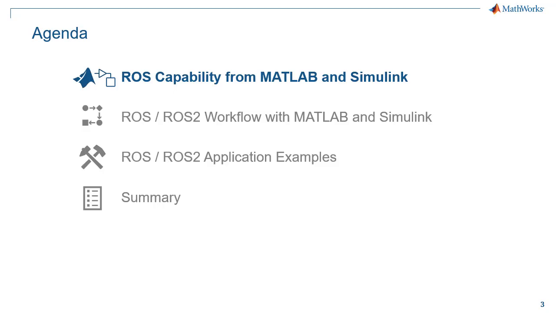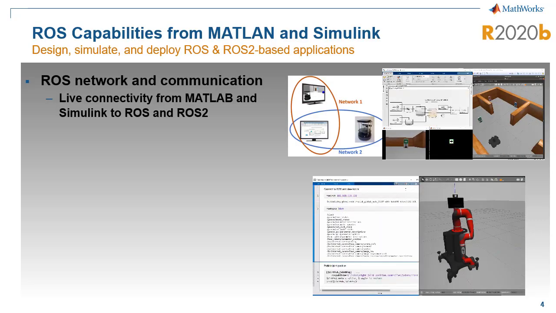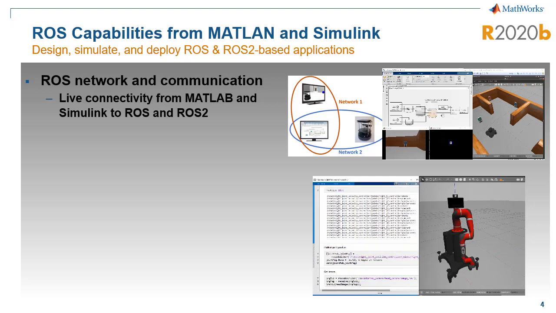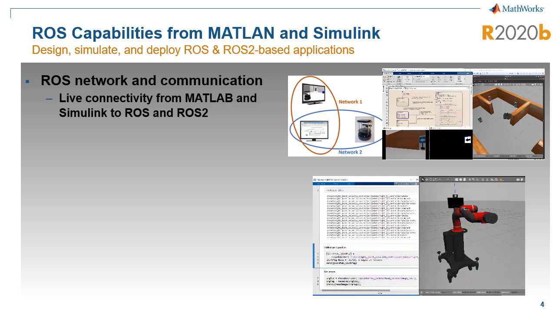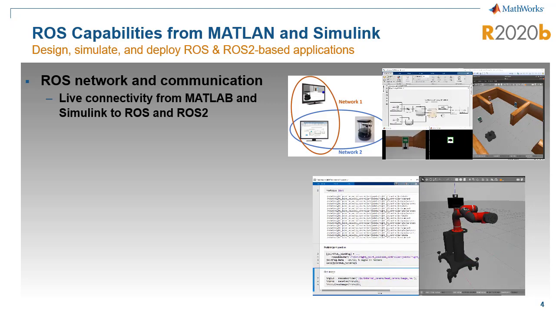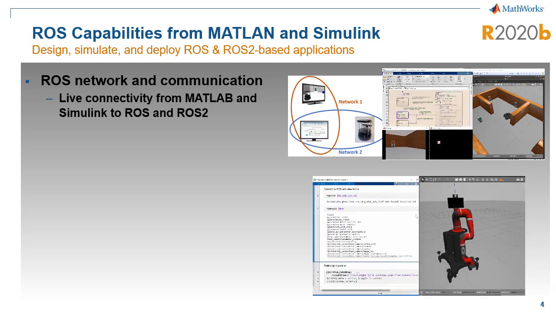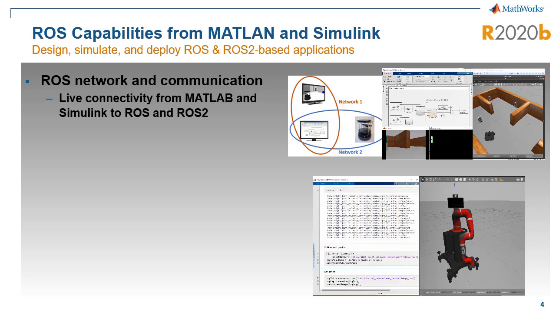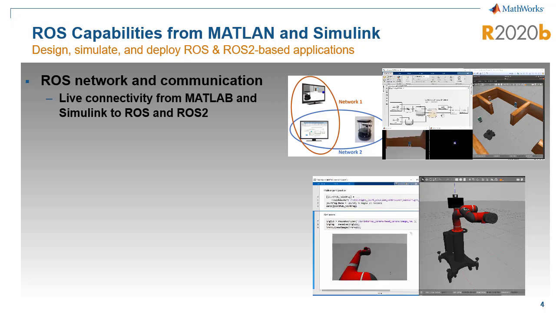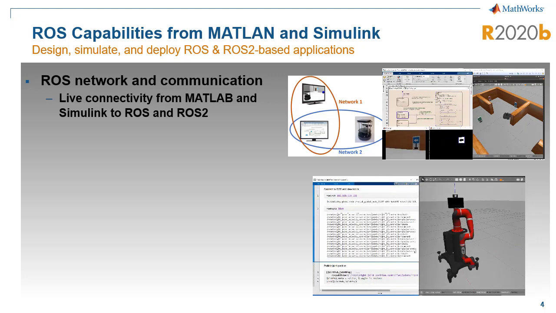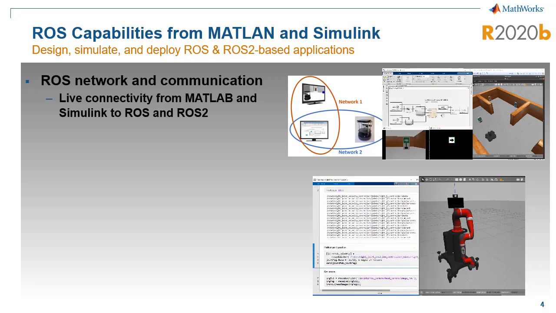Let's dive into ROS capability from MATLAB and Simulink. You can connect to ROS and ROS2 from MATLAB and Simulink for design and development of robotic autonomous systems. With a live connection from MATLAB and Simulink to an existing ROS network, you can explore available topics, services, and actions. This allows you to send commands to and receive data from any simulator, hardware, or software node on the ROS network.